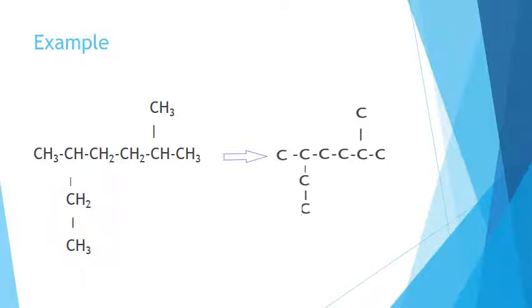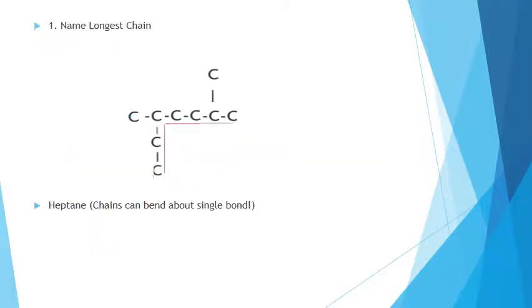All right, so let's do another example. So we have this guy here, and what I'm going to do is I'm going to write the skeletal structure of it like this here. Okay, so first thing you do is you find the longest chain. So the longest chain is that right there. So there's 1, 2, 3, 4, 5, 6, 7. So the longest chain is heptane.